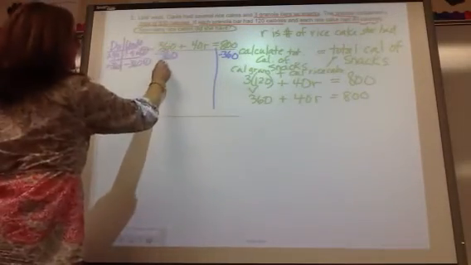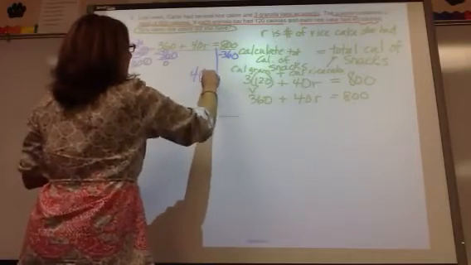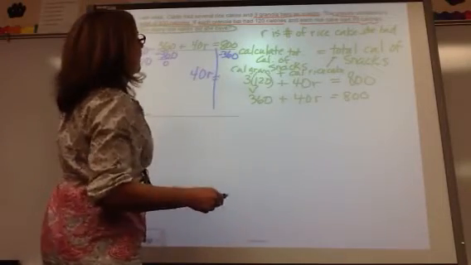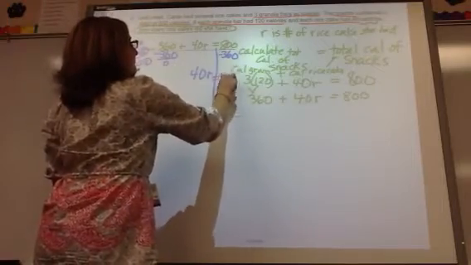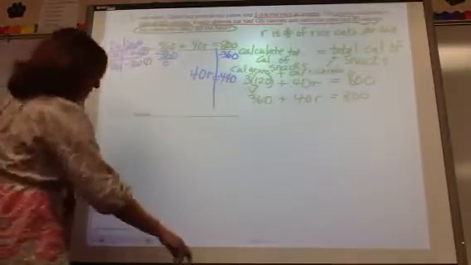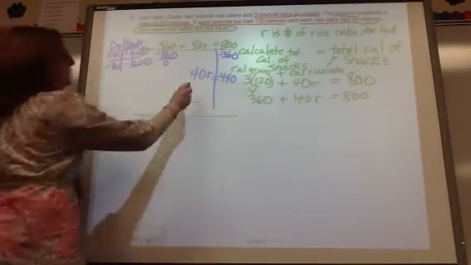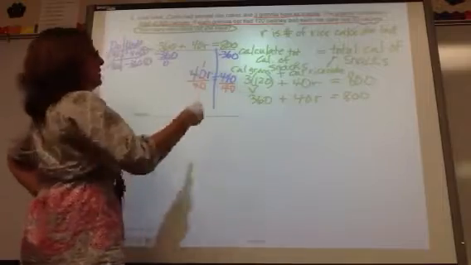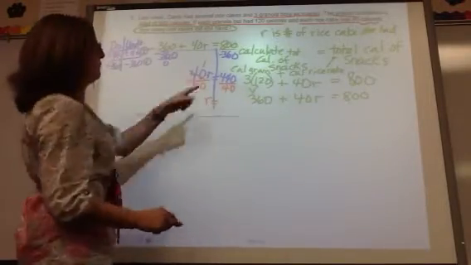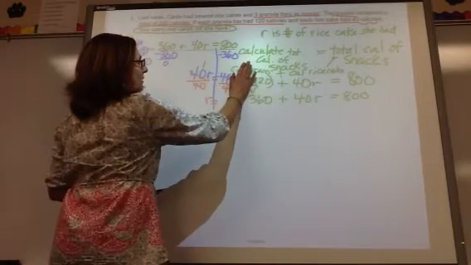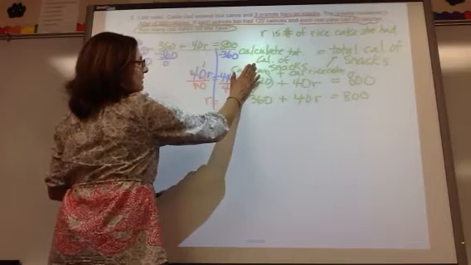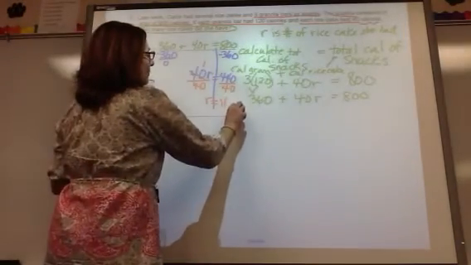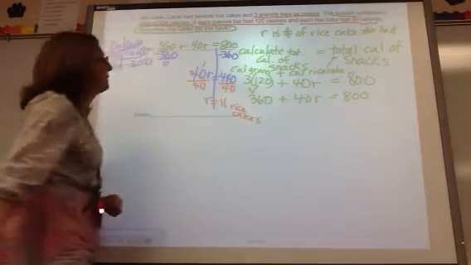360 minus 360 is 0, and 0 plus 40R is just 40R. Now we're getting the R by itself, but not quite yet. 800 minus 360 would be 440. Then we do the second step in our order of operations backwards: divide by 40. Use our fraction bar, and divide by 40 on both sides to keep it balanced. 40 divided by 40 is 1, 1 times R. And then 440 divided by 40. Well, 44 divided by 4, because we can reduce that and divide off a 10. So let's take away a 0 there. 44 divided by 4 is 11. So R is going to be equal to 11 rice cakes. That's how many rice cakes she had.